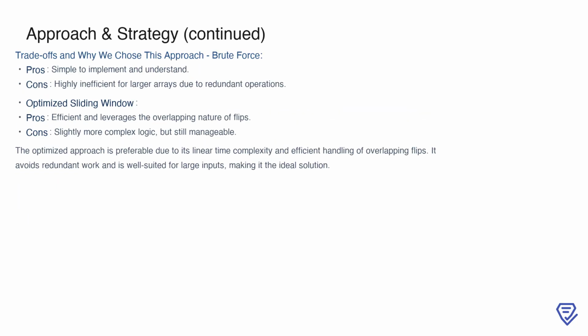When comparing the two approaches, the brute force method is easy to implement and understand, making it a good starting point for smaller inputs. However, its inefficiency becomes evident with larger arrays, as redundant operations from overlapping flips result in poor performance. On the other hand, the optimized sliding window approach is much more efficient, taking advantage of the overlapping nature of flips to minimize redundant work.